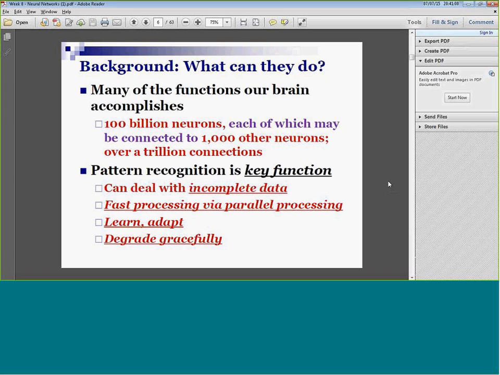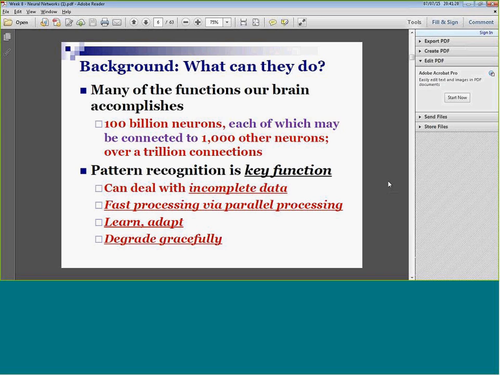However, we do this with very fast processing in our brain only because it's parallel. It's actually very slow. It's 1,000 or more times slower than a computer processes information, but because we're doing it in parallel, it appears to be much quicker. We can also learn and adapt.